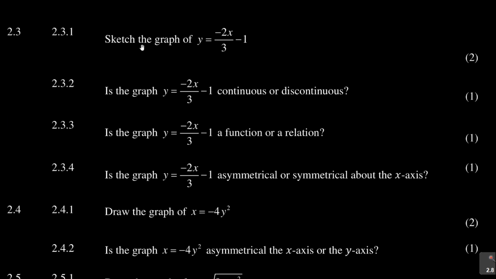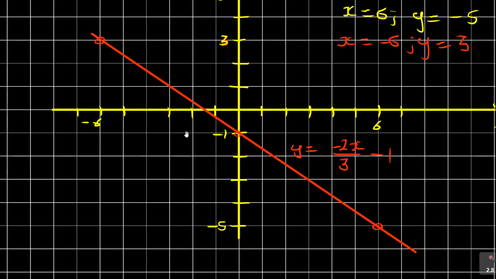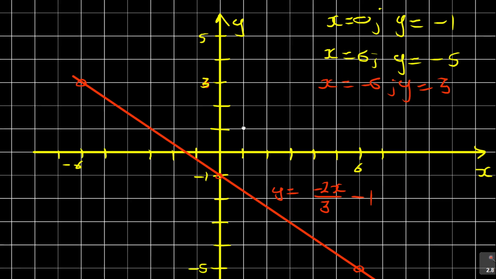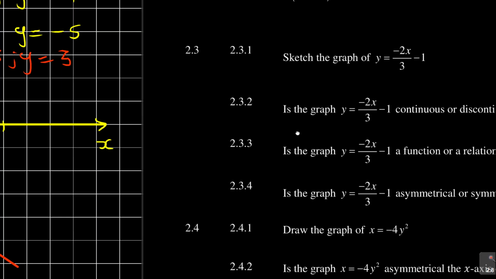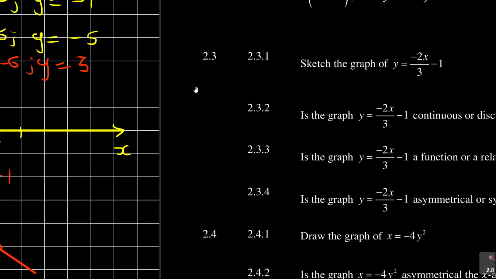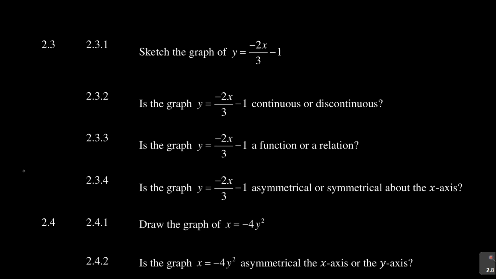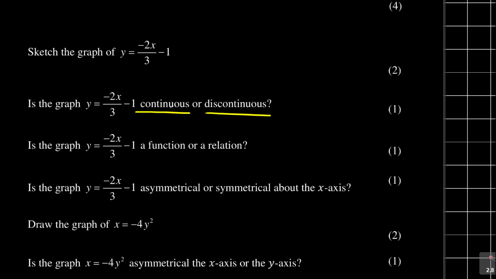So the question was, sketch this graph. It's 2 marks. It's a straight line graph which you mustn't struggle sketching. So this is the kind of graph that we have. It's a straight line graph with a negative gradient. Now look at the question now. Is the graph of this continuous or discontinuous? Now whenever you're talking about continuous or discontinuous graphs, how many marks is that? It's 1 mark. Now continuous means for every value of x, do we have a value of y?